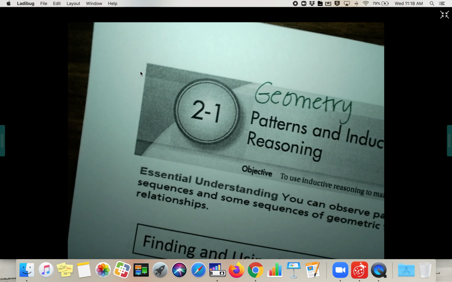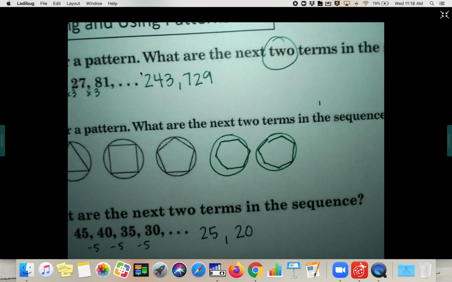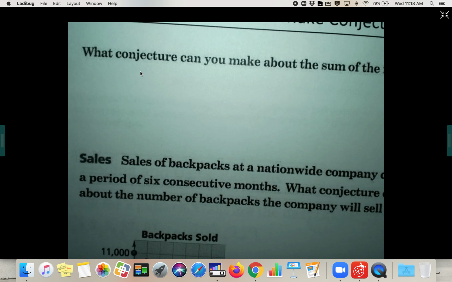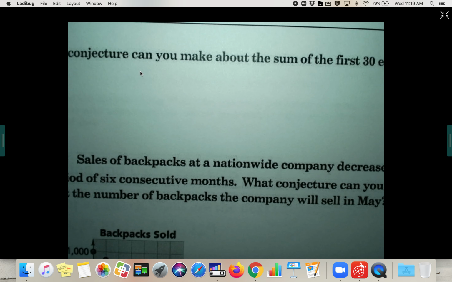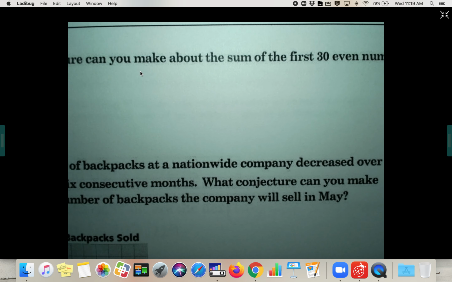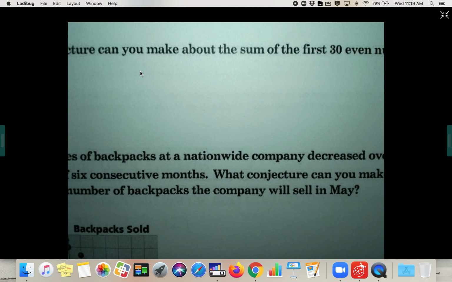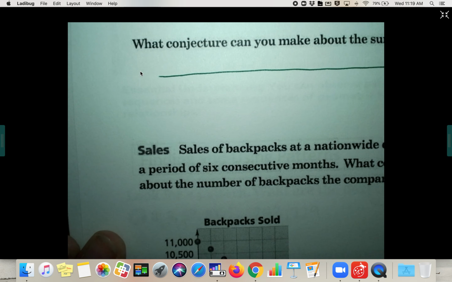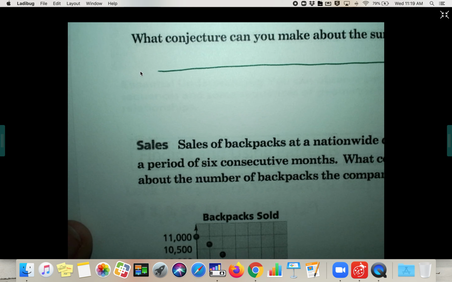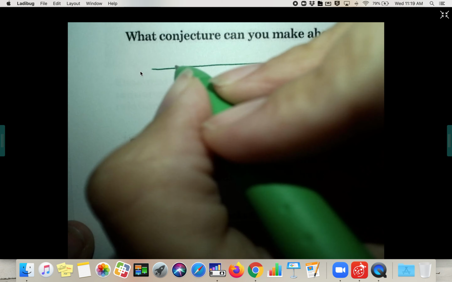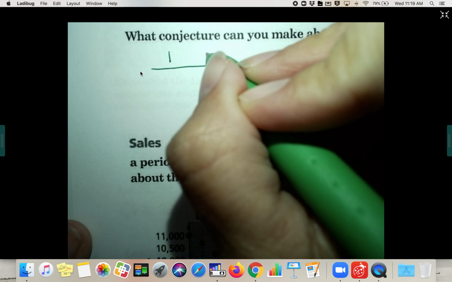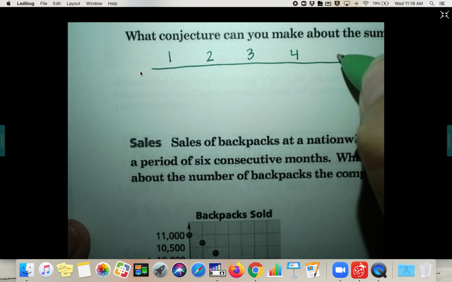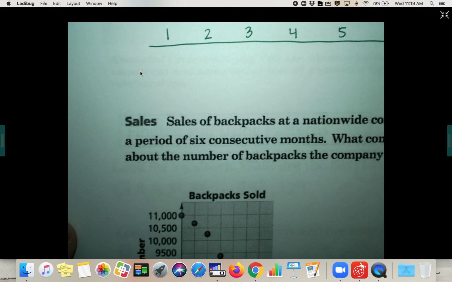All right, let's look at the back. So on the back, what conjectures can you make about the sum of the first 30 even numbers? Oh my goodness. Okay. So I need to make some type of a table here. So in my table, I want the sum of the first 30 even numbers. So let's see. How would I even set this up? Let's do 1, I'm going to need a little bit more space for 2, a little bit more space for 3. I'm only going to do a few, and then we'll see if you guys can figure this out.